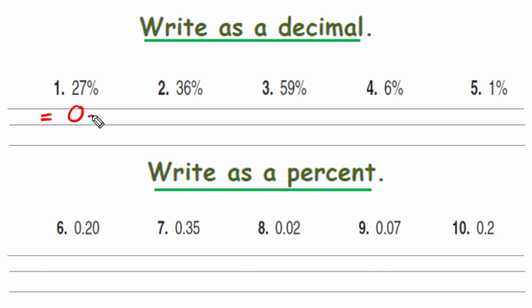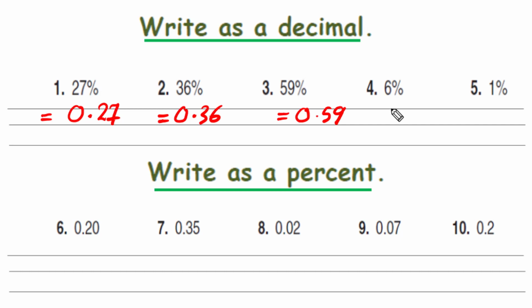We get 0.27. Next, 36%. By the same way, just divide 36 by 100. We get 0.36 and drop the percent sign. 59%, drop the percent sign and divide by 100. We get 0.59.